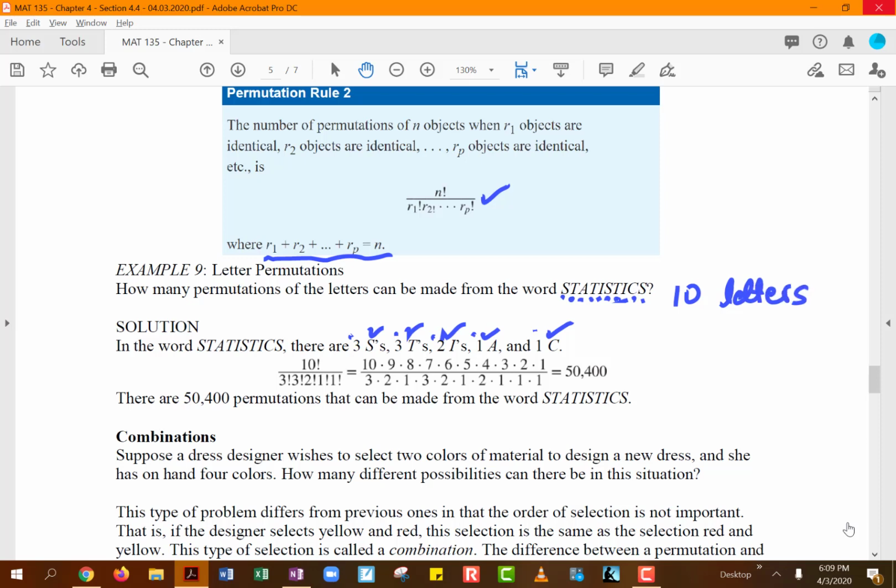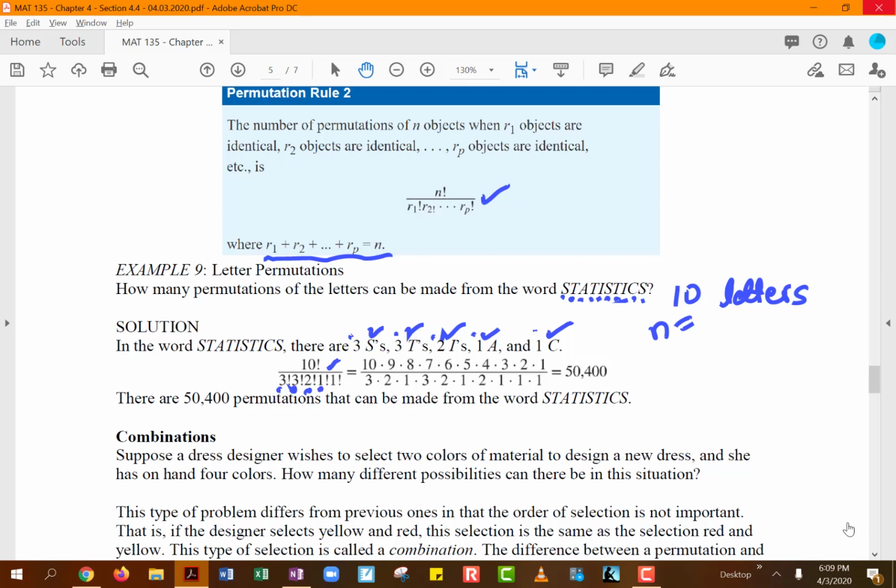And then you have 3 S's, so that's 3 factorial. 3 T's, so that's 3 factorial again. 2 I's, so that's your 2 factorial. 1 A, so that's 1 factorial. And 1 C, which is your 1 factorial. So that's how this little formula is getting used.